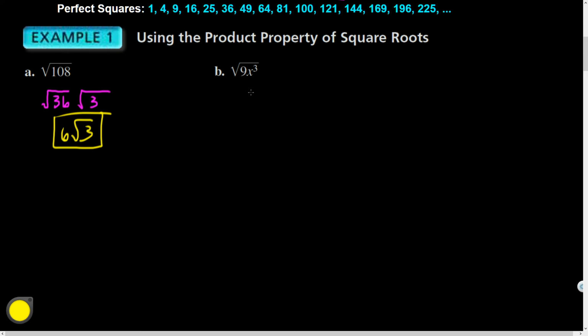Now over here, the square root of 9, the 9's already a perfect square. So that's good. X cubed, I could break into a perfect square.